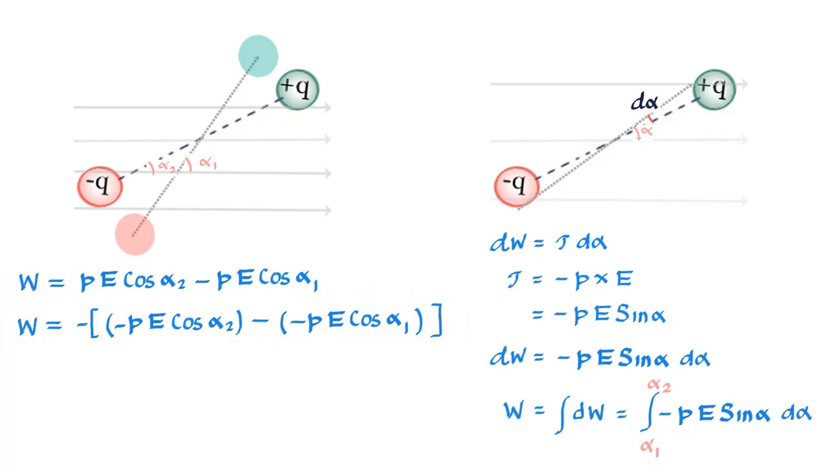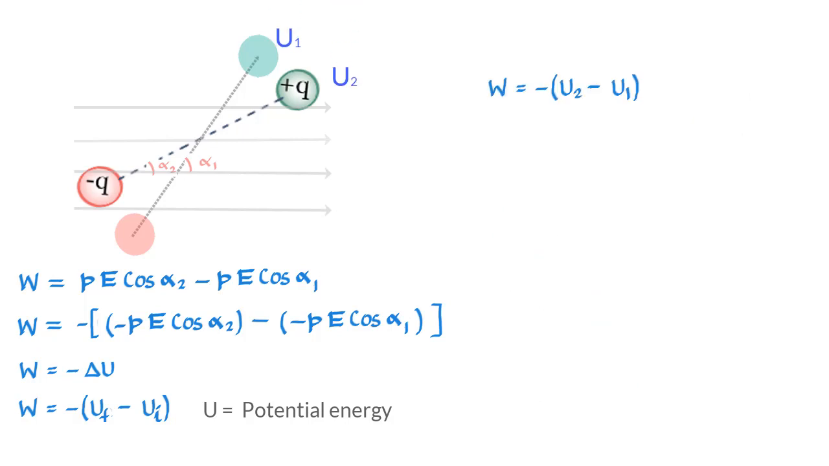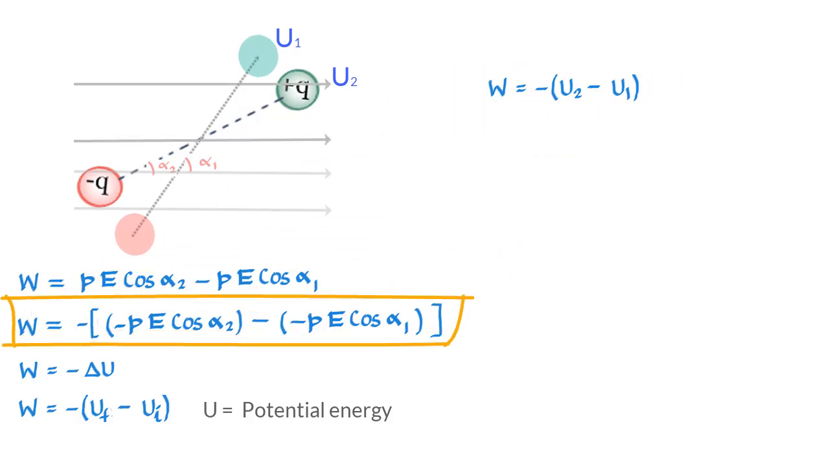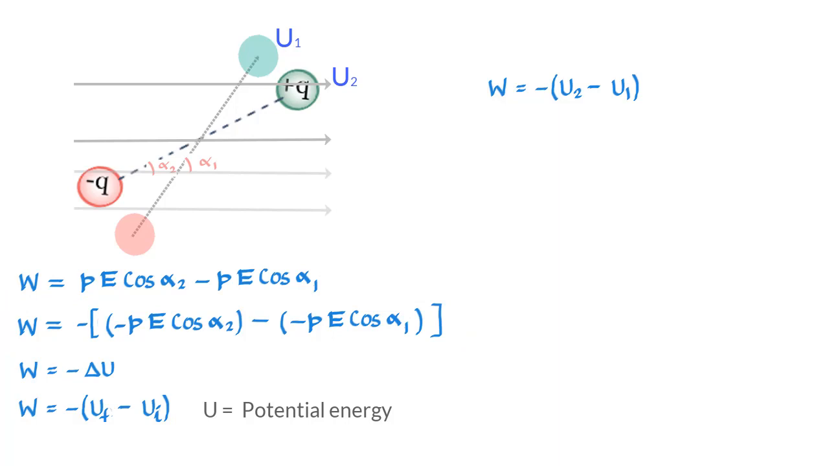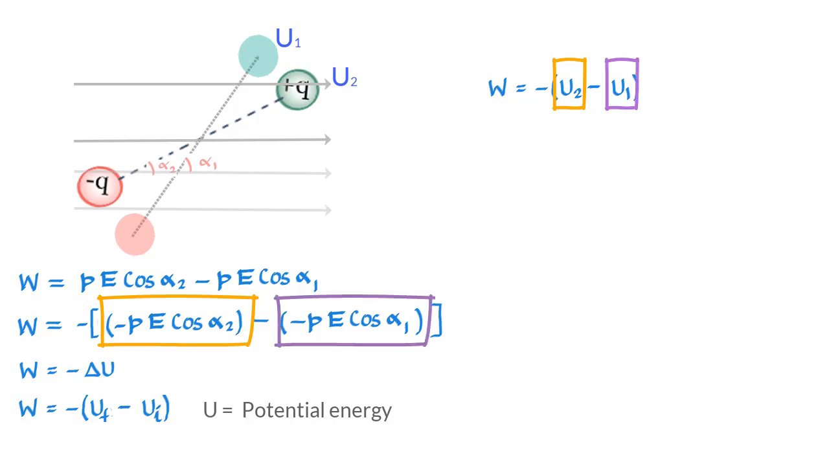Now we also know that work done is equal to minus of change in potential energy, or W is equal to minus of U final minus U initial, where f and i are the final and the initial points. And in this case it is W is equal to minus of U2 minus U1. And if you compare this with the strange way we wrote this equation earlier, what we find is that U2 is equal to minus PE cos alpha 2 and U1 is equal to minus PE cos alpha 1.